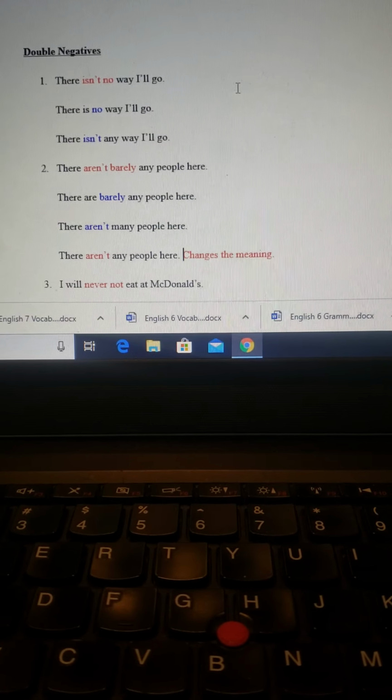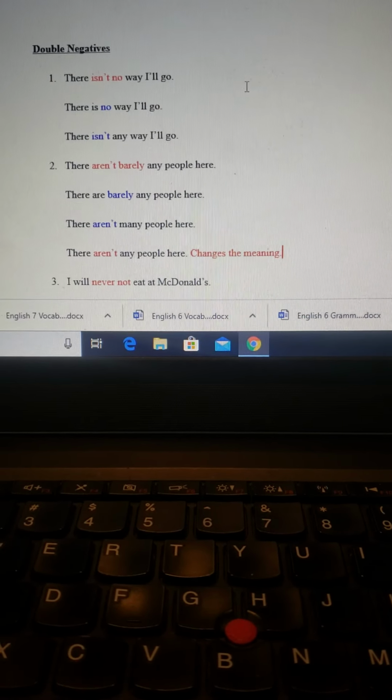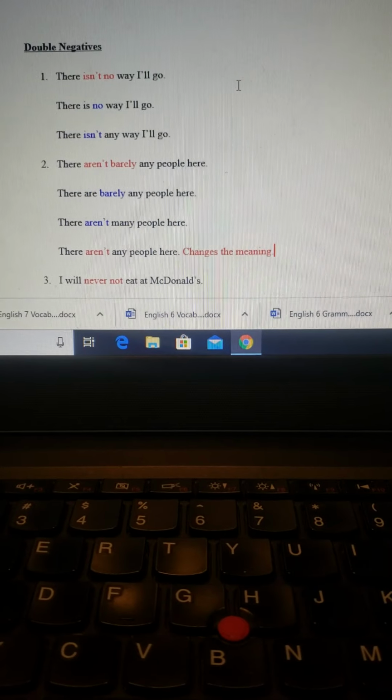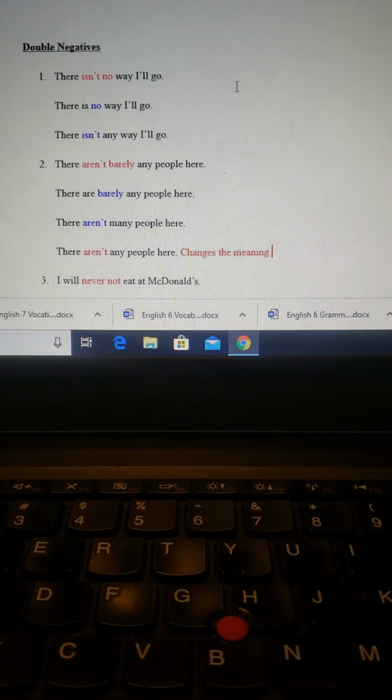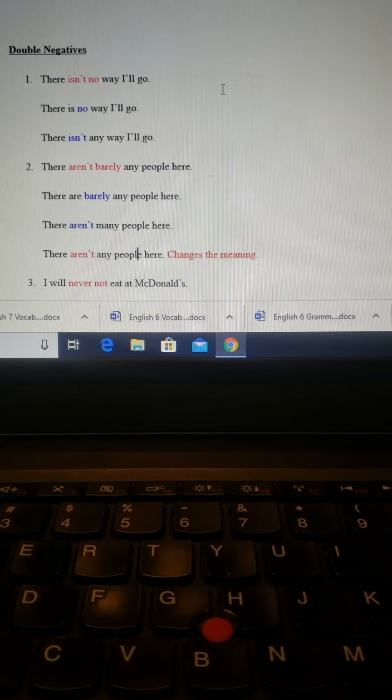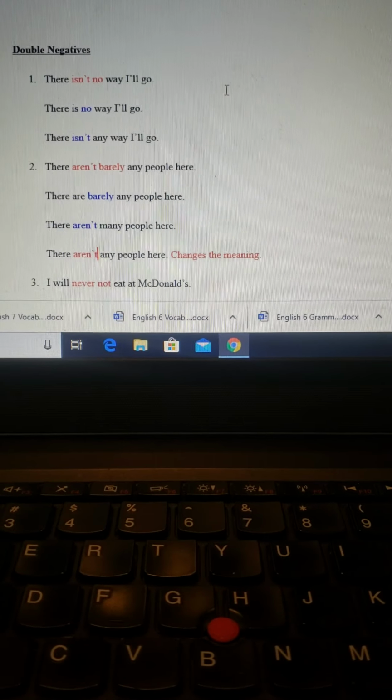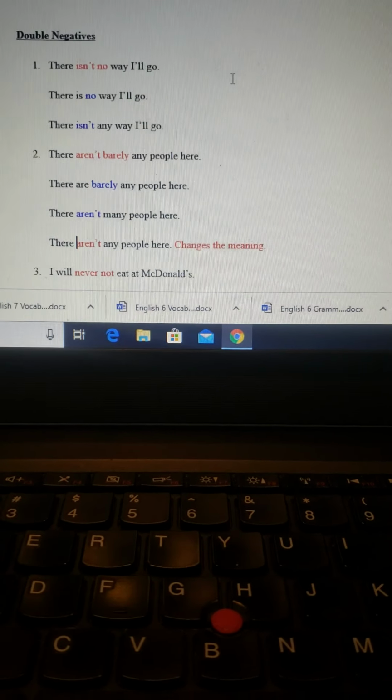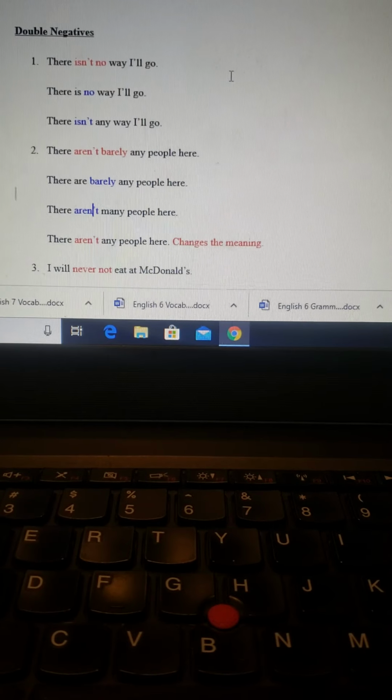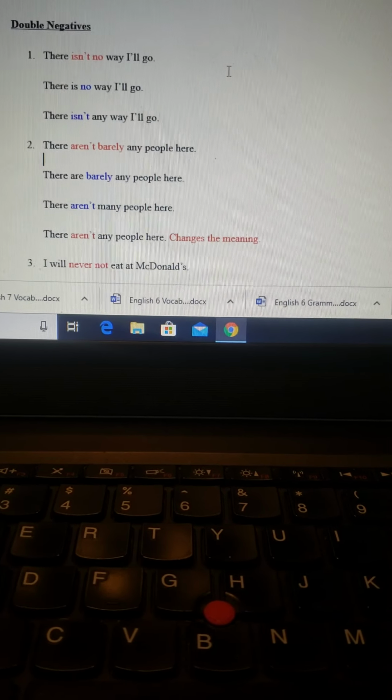Now, this change the meaning bit, I did not put this in the assignment today. I'm not going to put it on the quiz on Friday. I'm not going to give you one where there's an option that only has one negative that is wrong, okay? This one, like I said, it's technically wrong because it changes the original intended meaning of the sentence.